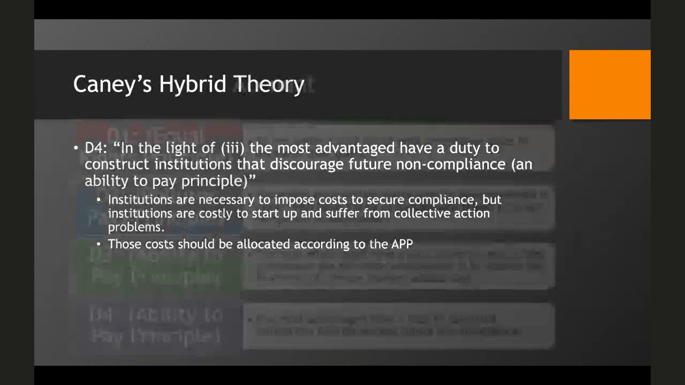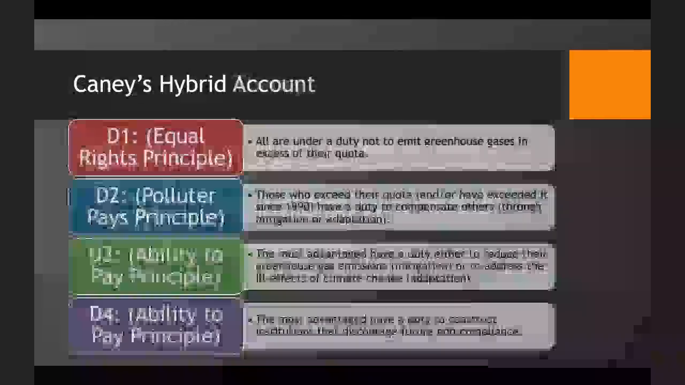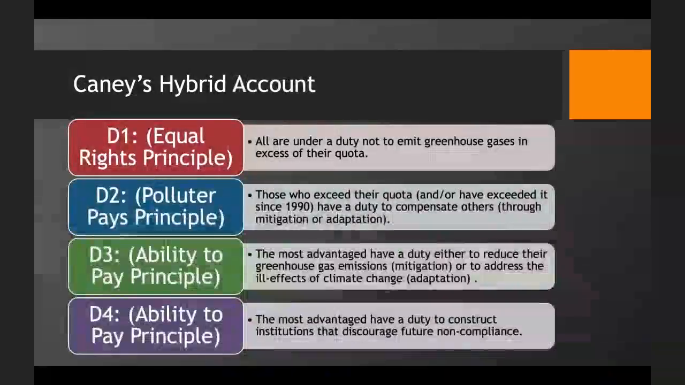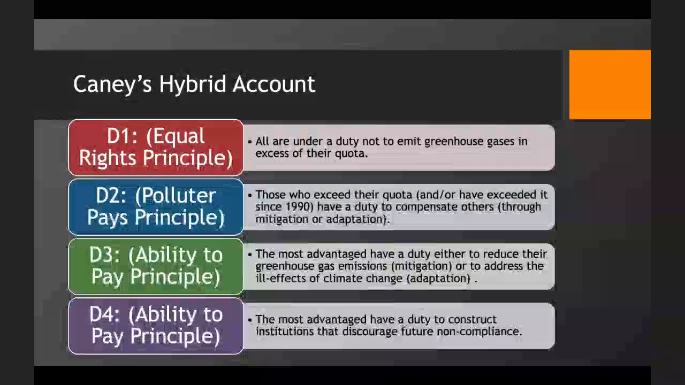And so we get a theory of responsibility that looks a little bit like this: on the one hand, we each are set a certain quota. If we exceed our quota, we should be punished. And to deal with the other emissions and ill effects of climate change that we have, we should distribute these residual duties according to the ability to pay principle, and we should distribute the duty to construct institutions to discourage non-compliance according to the ability to pay principle.